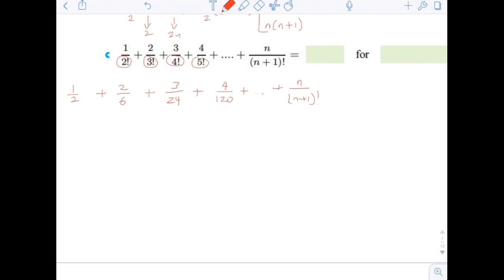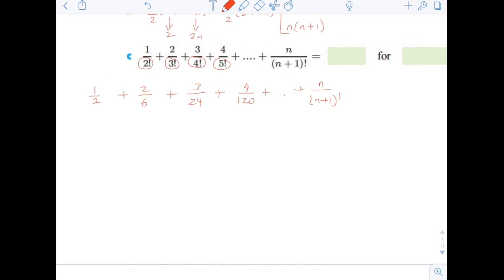Okay. So let's start testing out what happens if n equals 1, for example. If n equals 1, then we would just have the first term here. So we would have 1/2, right? And so then the sum would be 1/2. And what about when n equals 2? When n equals 2, we're going to have the first two terms, which would be 1/2 plus 2/6. And we could add these together if we make a common denominator of 6. So we would get 5/6. That would be the answer for n equals 2.